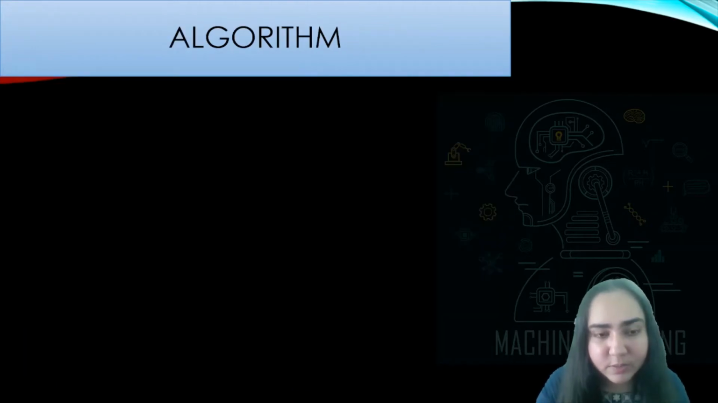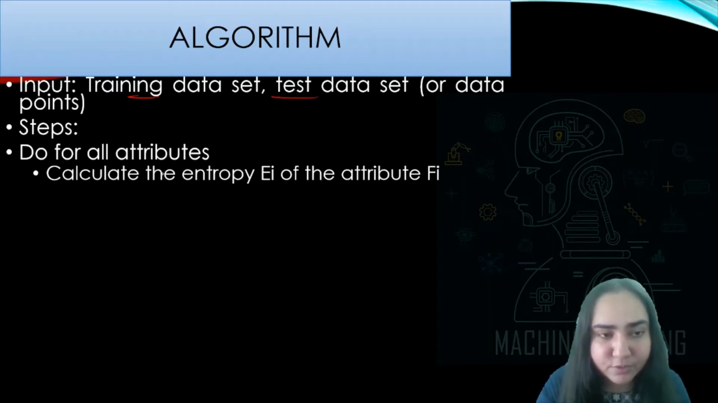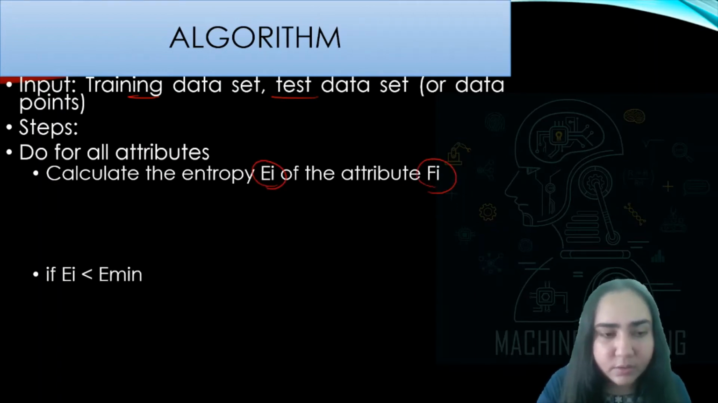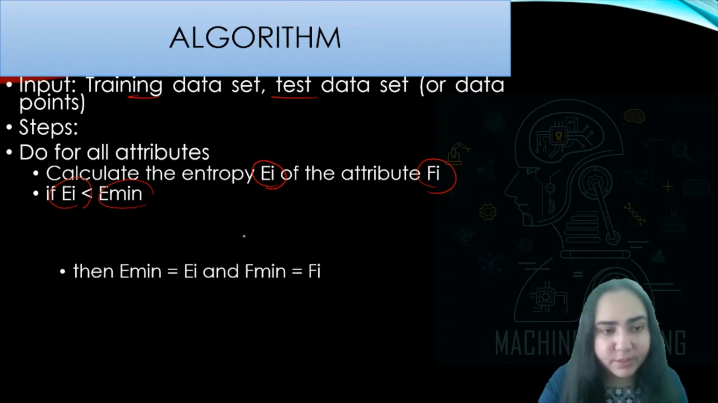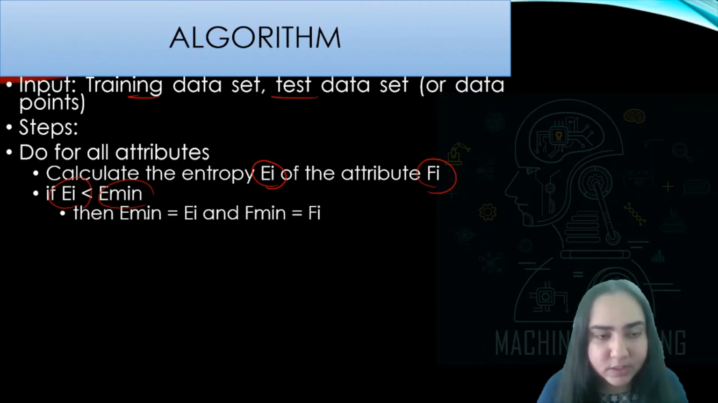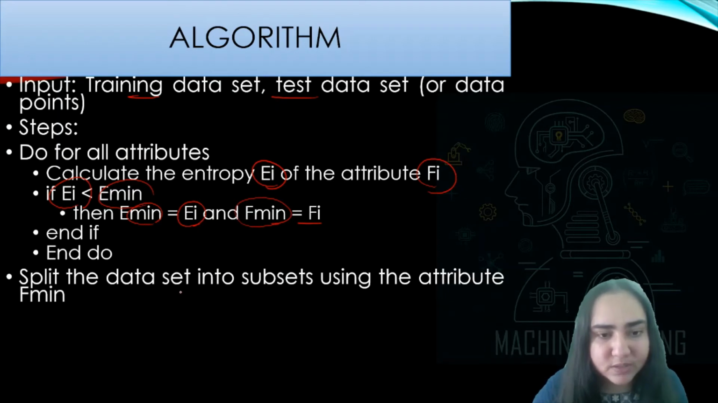So let's first take a look at what the algorithm looks like. Initially you have a training data set and a test data set that will be provided. And what are the steps? For all attributes, you will calculate entropy Ei of attribute Fi. And if Ei is less than the minimum entropy, then you will change E min to the entropy of your current attribute, and F min will be your current feature. And afterwards, you're going to split the data set into subsets using the attribute F min.